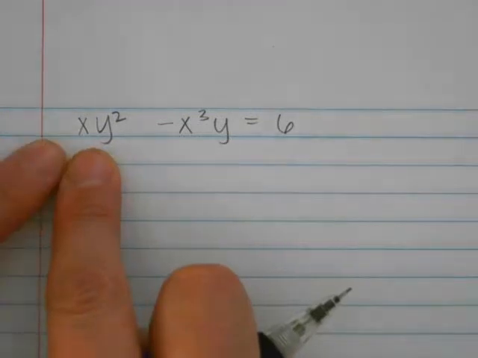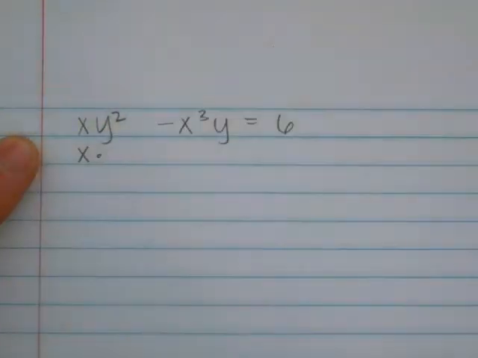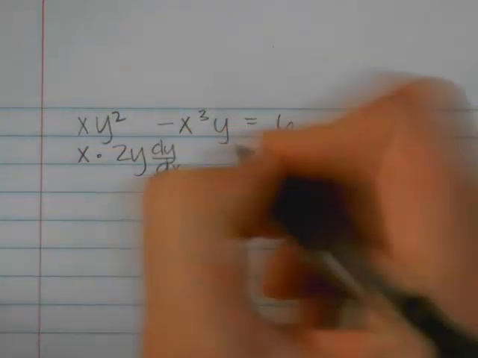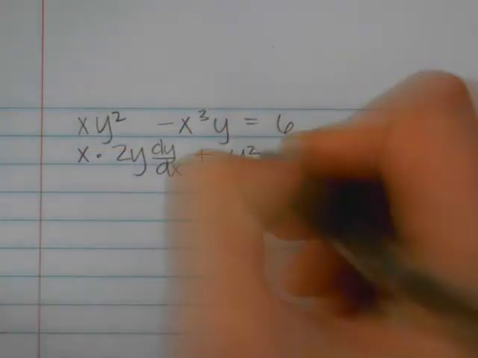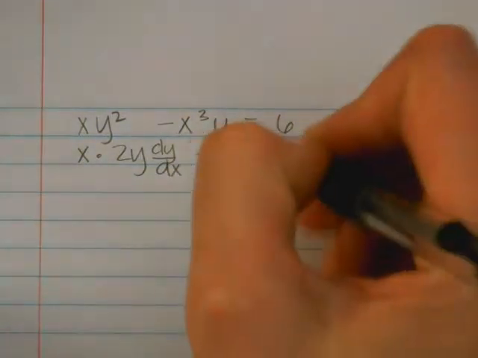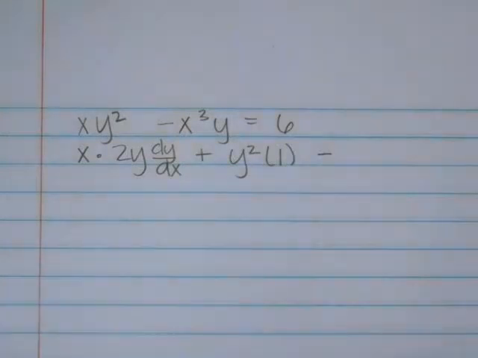All right, so we have the first times the derivative of the second. What's the derivative of the second? 2y dy dx plus the second times the derivative of the first. What's the first one? 1, minus.